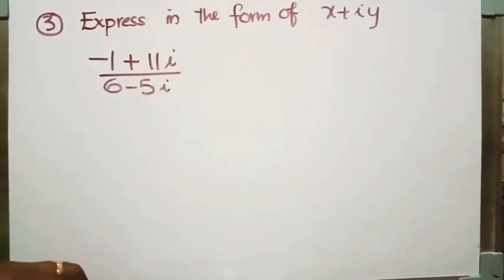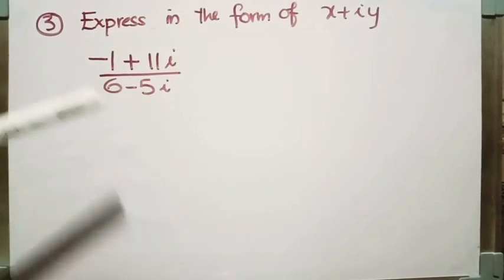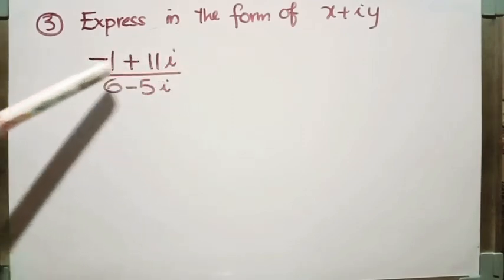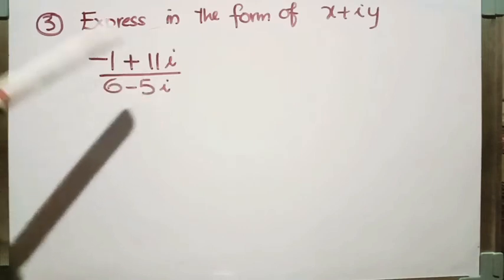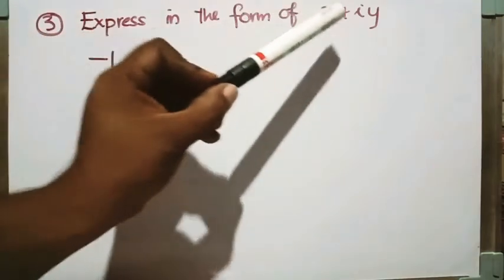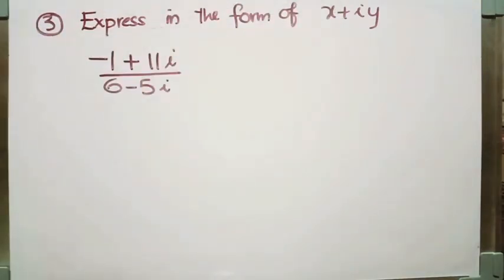If you find a question like this, like minus 1 plus 11i divided by 6 minus 5i, this one should be expressed in the form of x plus iy. What can we do here? In such a situation, you have to remember the concept of complex conjugate. We discussed complex conjugate in the last class, but we recall once again what a complex conjugate is.